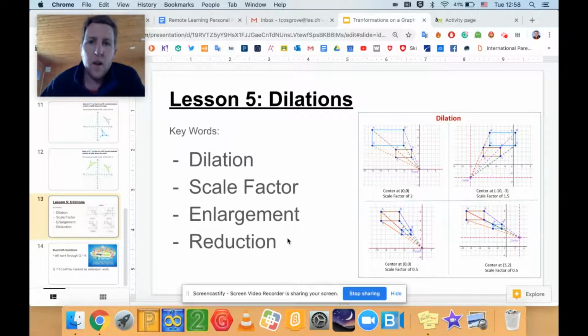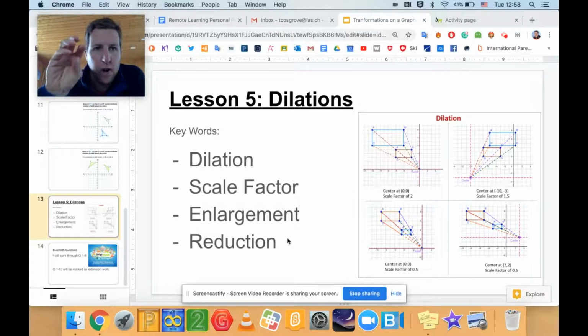So a dilation is taking a picture on a graph in these examples and either making it bigger or smaller, but the shape doesn't change. So it's not necessarily the same size, but it still looks the same. It's just been enlarged or reduced. Those are the two keywords right here, enlargement and reduction. Enlargement is to make bigger, and reduction is to shrink down and make smaller. So that's those two.